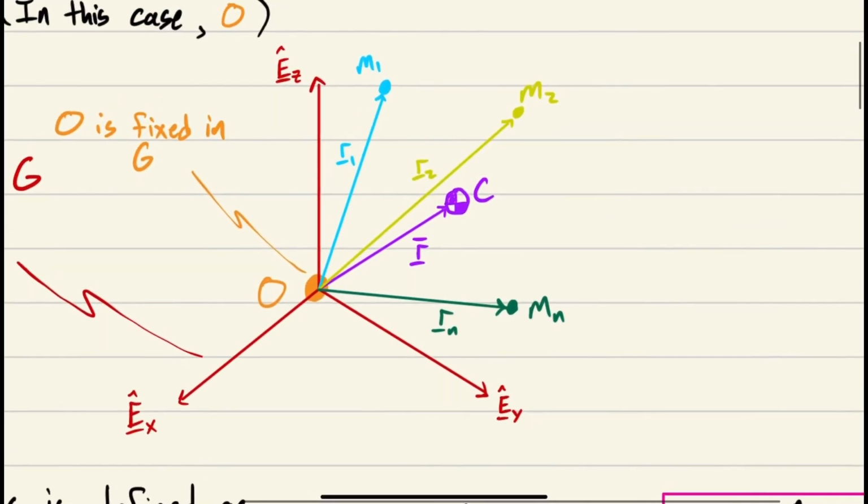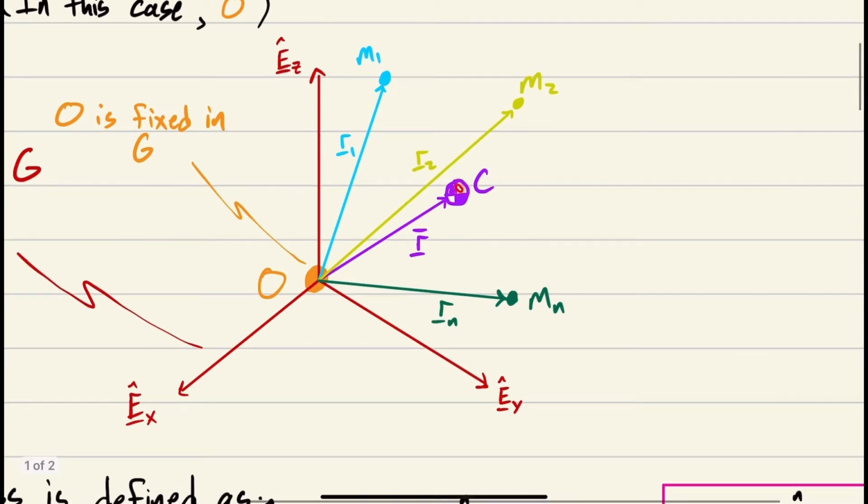And so if we look up here, if m1 was really, really big compared to m2 and the other masses, the position vector C, this point, is going to get pulled closer to m1 because it's having a greater influence on the location of the center of mass.